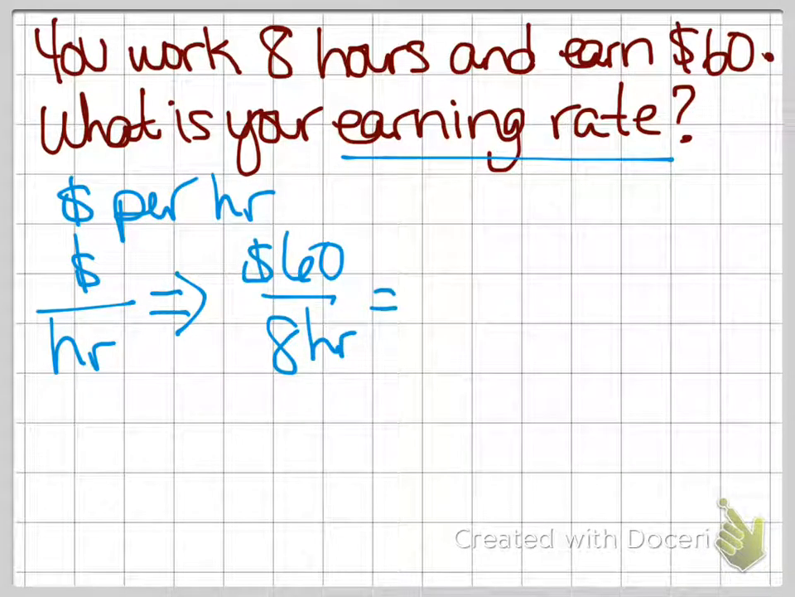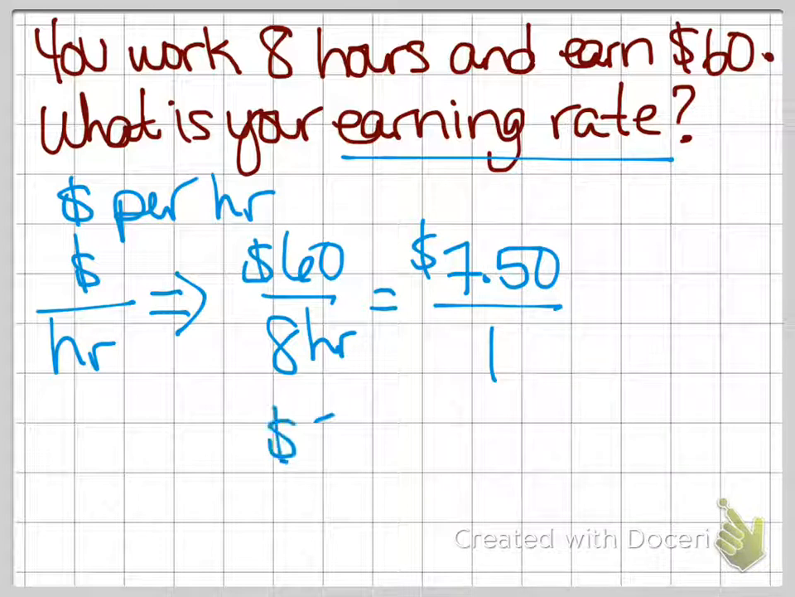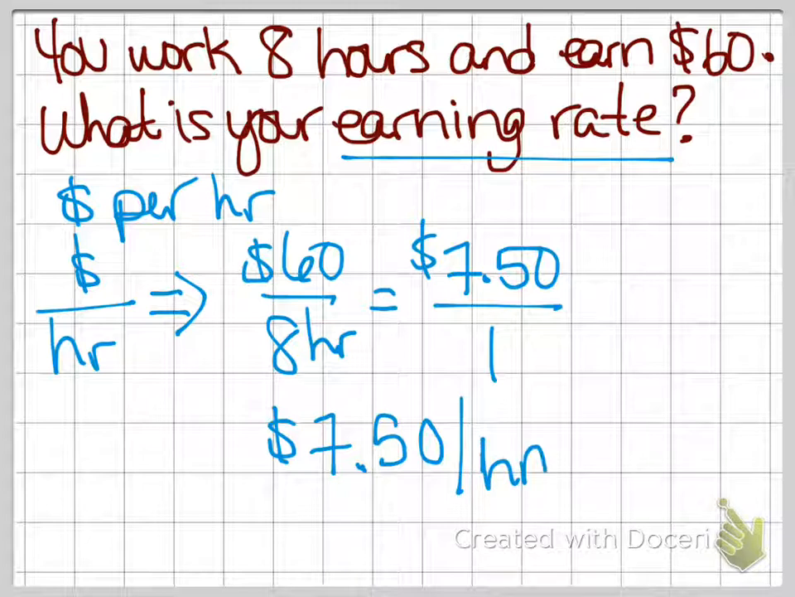And when we divide this out, we realize that we have $7.50 per 1 hour, which we more familiarly would write as $7.50 per hour.